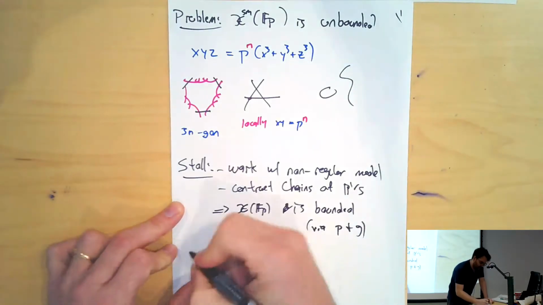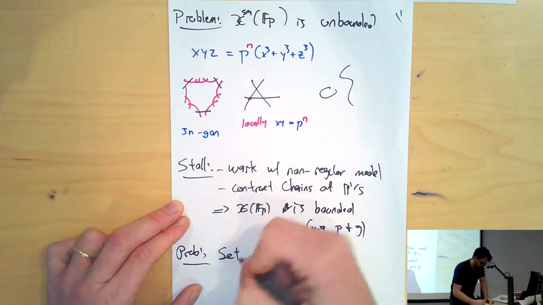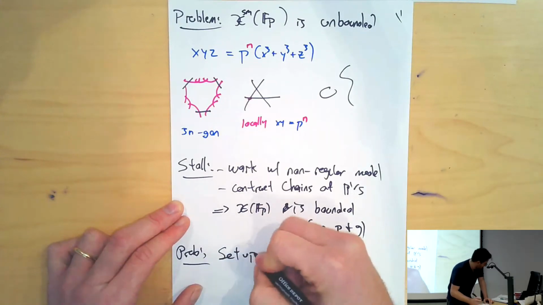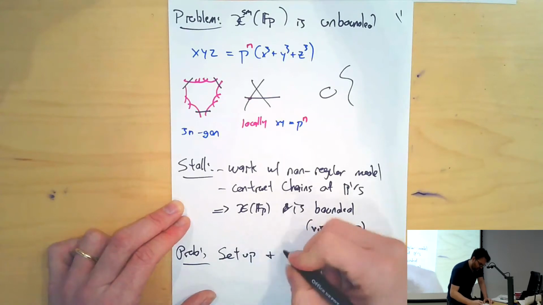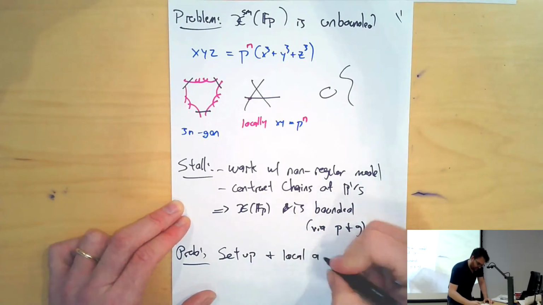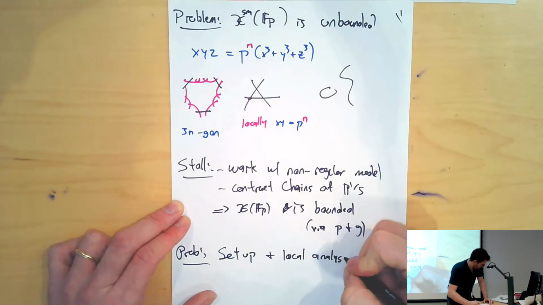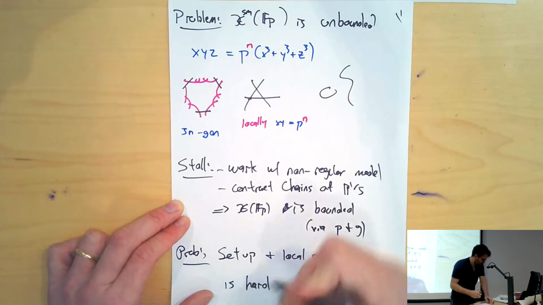But then the problem is that now, I'll basically spend the rest of the lecture explaining why this is a problem and how to fix it. The setup and the local analysis, so like the Newton polygon part of the argument, is hard or difficult.